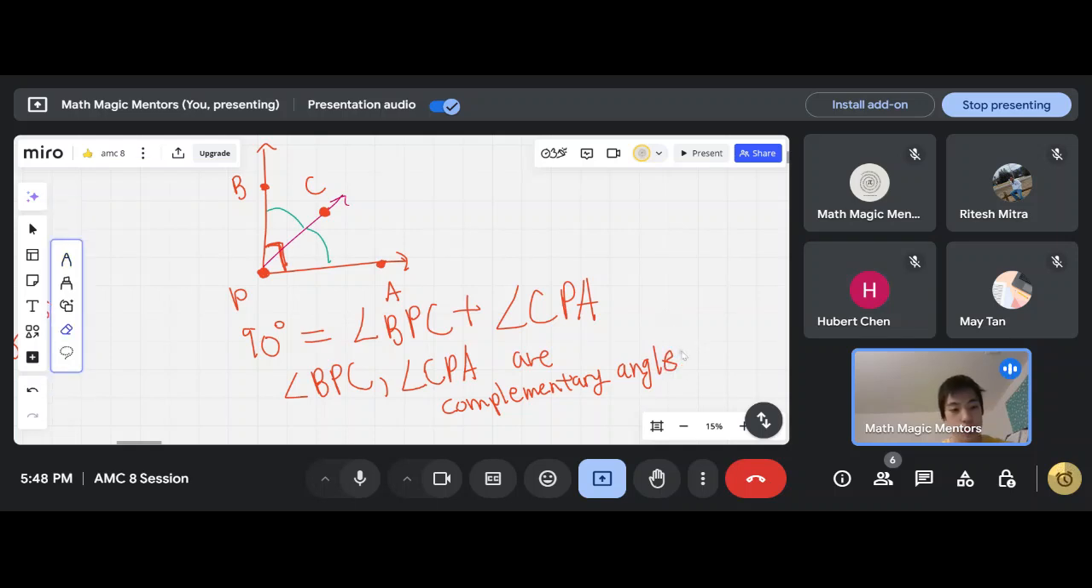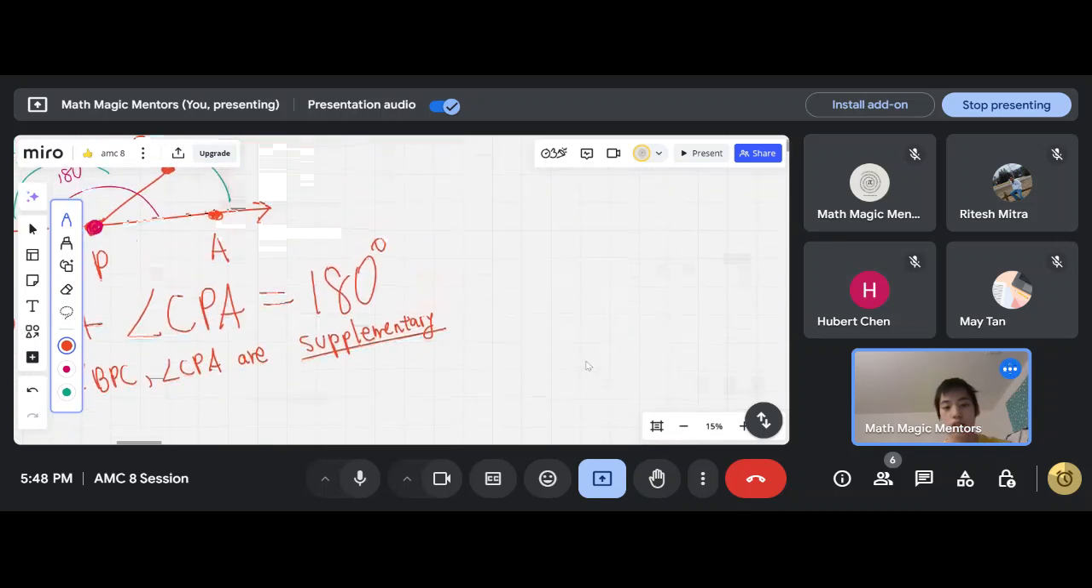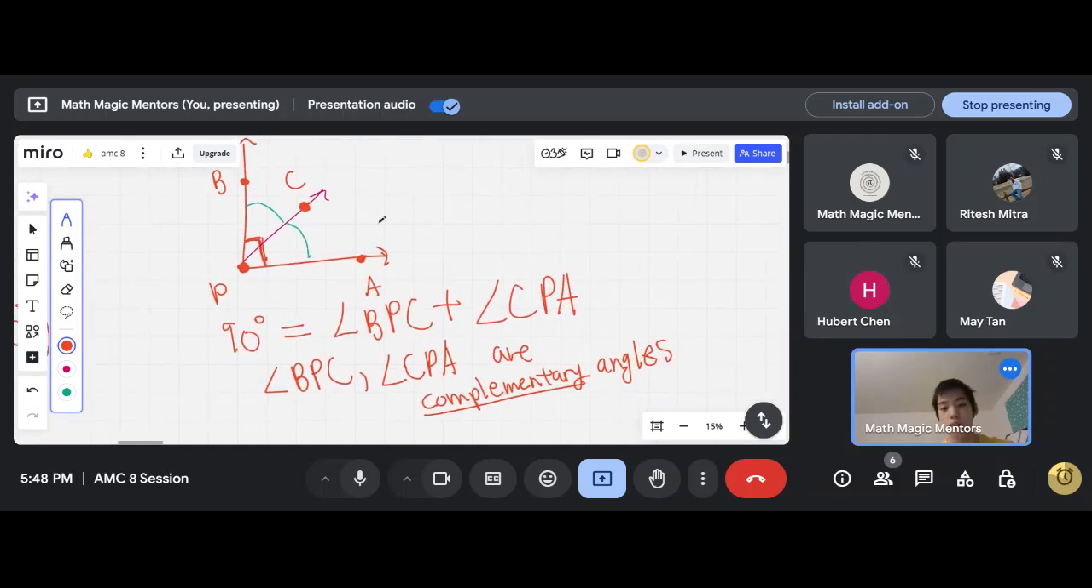And sometimes, but not very often on the AMC, I feel like, but if you're doing MATHCOUNTS by chance, you might encounter supplementary and complementary angles. So this is why you should definitely know the definition of these. If two angles add up to 90 degrees, we can say that they're complementary. Supplementary angles add up to 180. Complementary angles add up to 90 degrees, obviously.